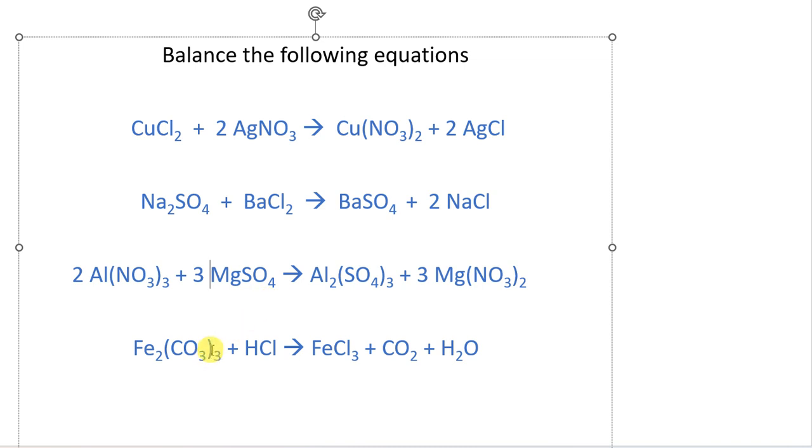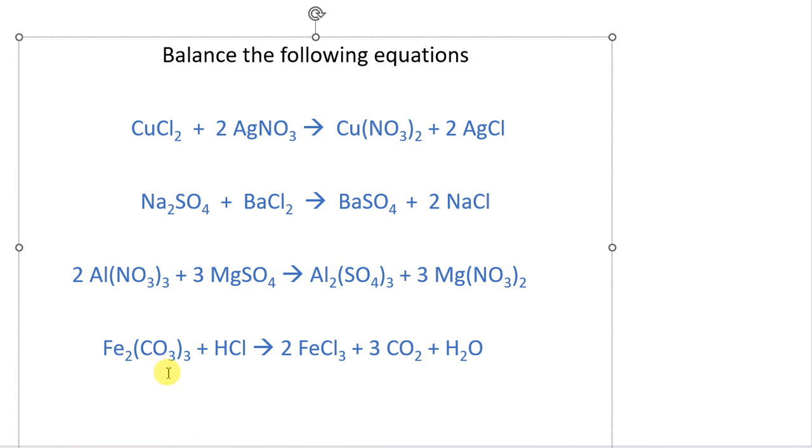One more. To begin, first thing I see, the CO3 group does not stay as a group. I have to balance for C and for O separately. I've got Fe2, so on the right, I need 2 Fe again. Balances for iron. Treating carbon C and oxygen O separately. I've got 3 CO3 on the left, so I've got 3 C atoms. I need 3 CO2 on the right to balance.